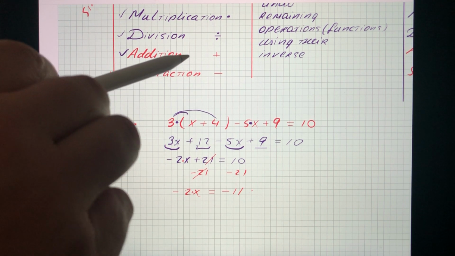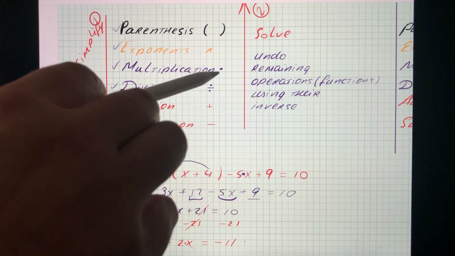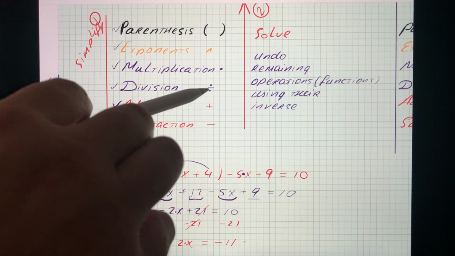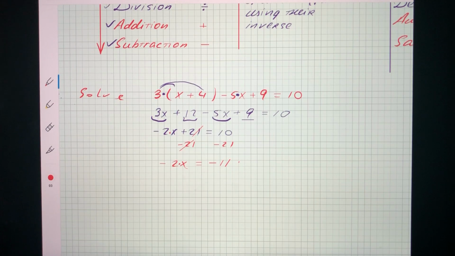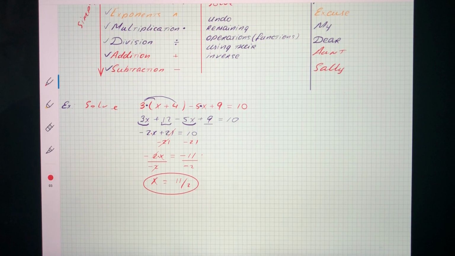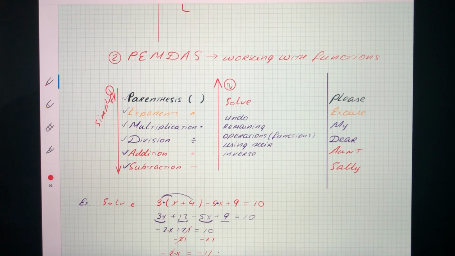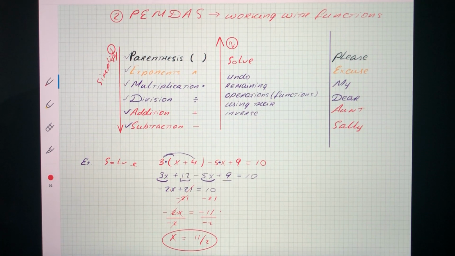To cancel the multiplication, we use division by exactly the same number. So we divide both sides by -2, and that makes x equals 11/2. And that is the final answer to our question. And this is how to use the order of operations, or PEMDAS, to solve the equations.